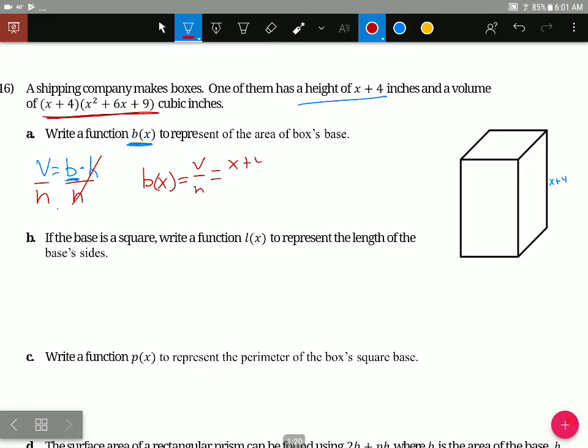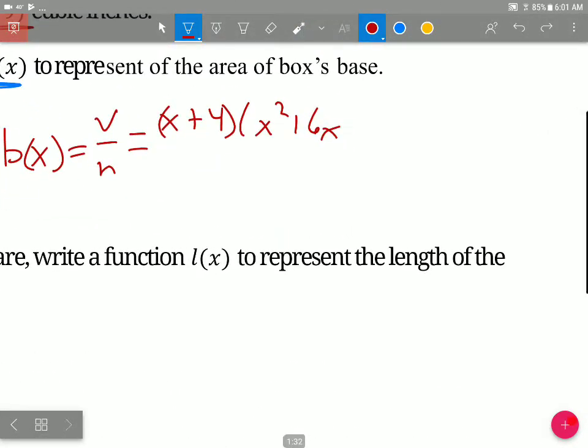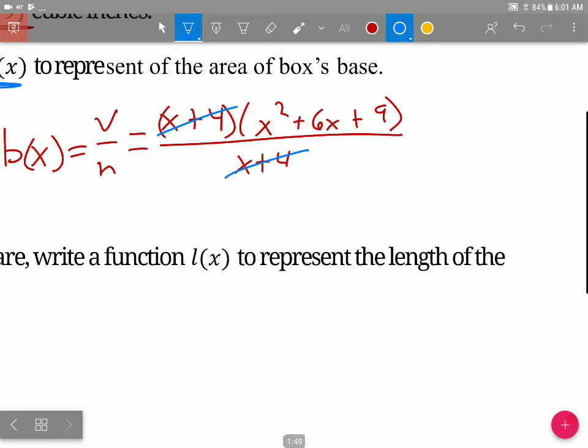Which in this case, the volume is x plus 4 times x squared plus 6x plus 9. And the height, which goes on bottom, is your x plus 4. And these cancel out. So the area of your base, your b of x, is going to equal x squared plus 6x plus 9. All right, that is the area of the square on the bottom.